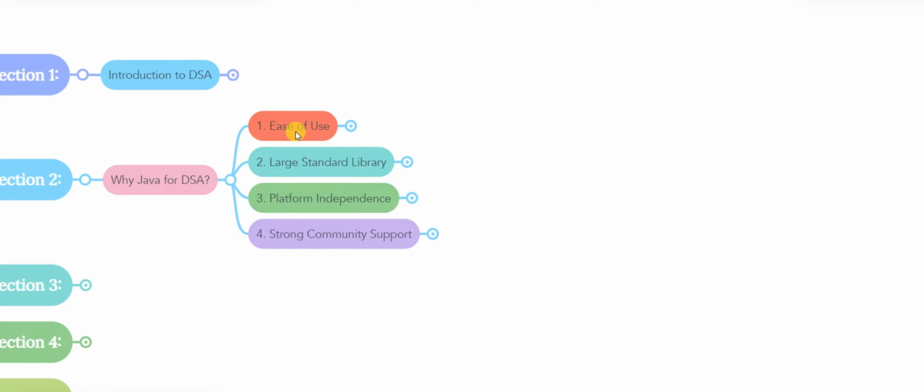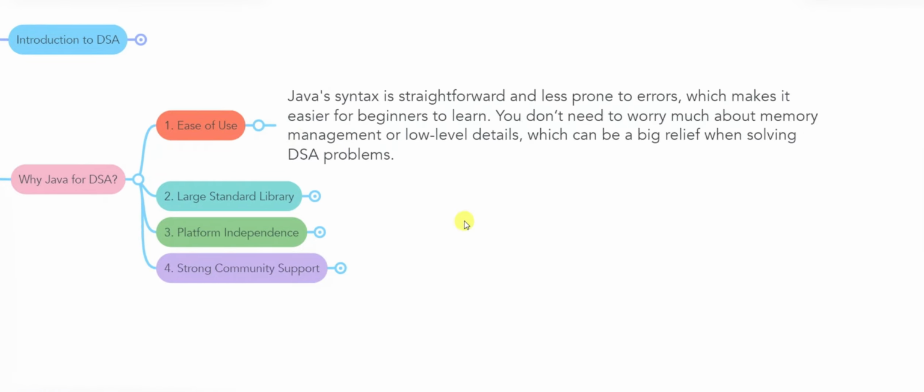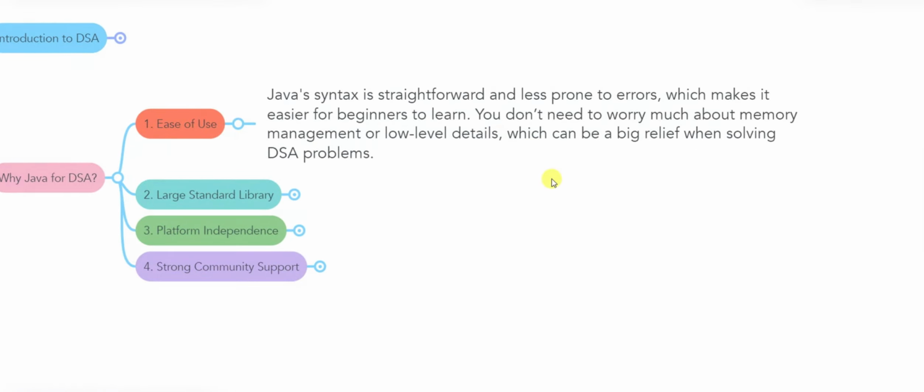Number 1, easy to use. Java's syntax is straightforward and less prone to errors, which makes it easier for beginners to learn. You don't need to worry much about memory management or low-level details, which can be a big relief when solving DSA problems.